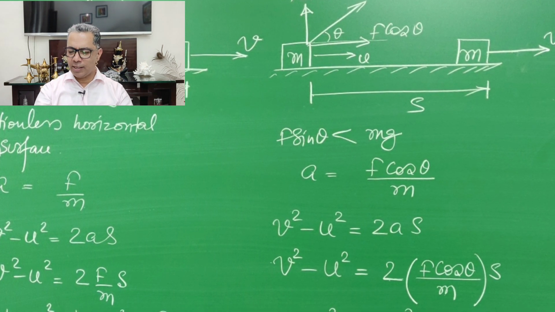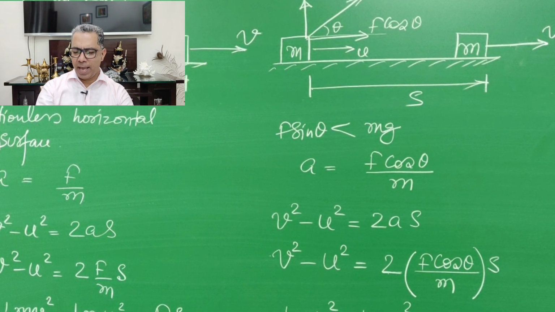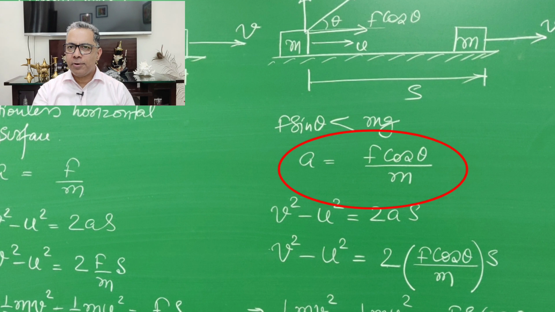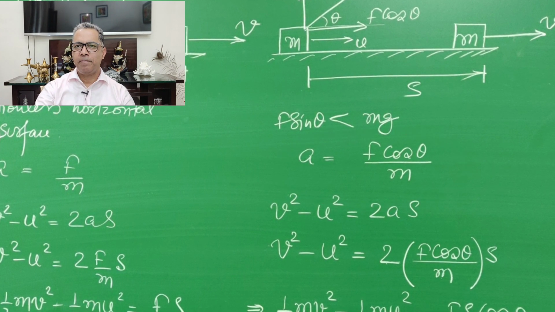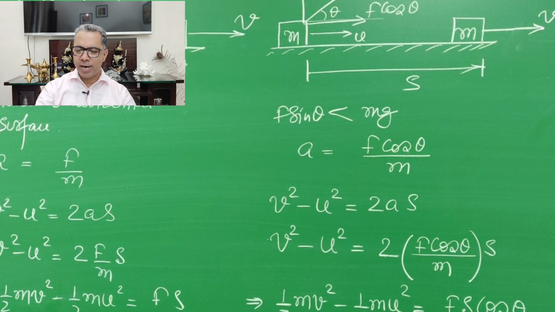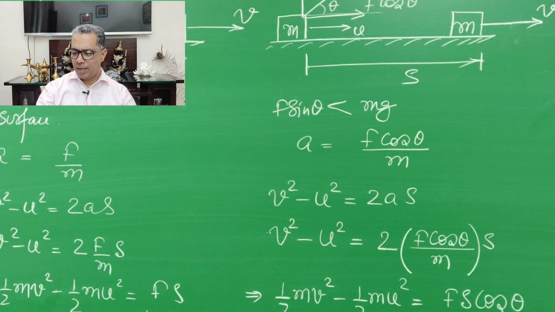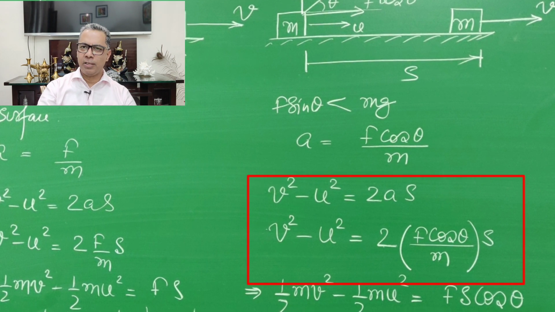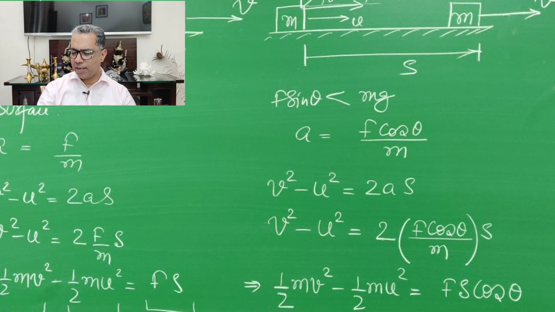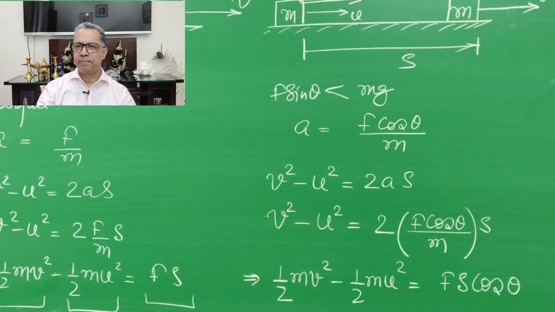Initial speed is u, the final speed after moving a distance s is v. Now this time the acceleration is going to be F cos theta by m. So v square minus u square again equals 2as, and we substitute F cos theta by m this time in place of acceleration. And again the same rearrangement, we take m and 2 onto the other side of the equation, and we get final kinetic energy minus initial kinetic energy equals Fs cos theta.